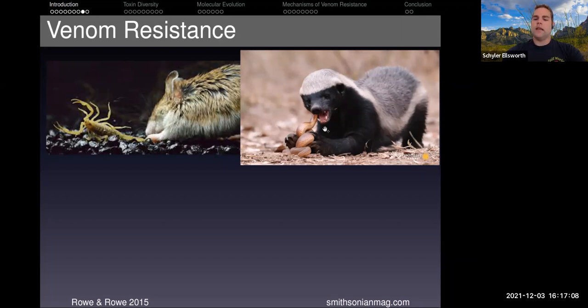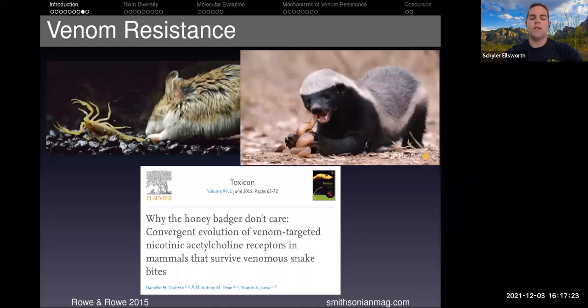And then if we look at this other pair of species over here, this is a honey badger with, I believe, a species of cobra, which honey badgers are highly resistant to a lot of different types of snake venoms. And this is what led to one of my favorite papers, which is why the honey badger don't care. And so these animals are resistant to a type of acetylcholine receptor, which is one of the main receptors that is targeted by venom components.